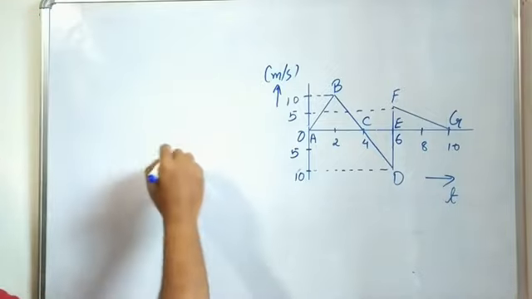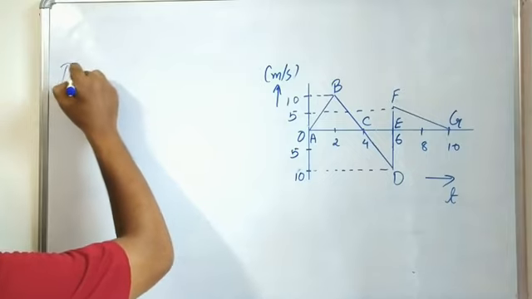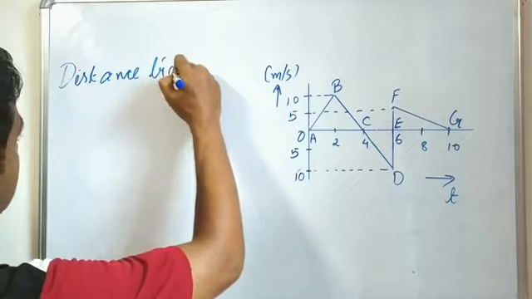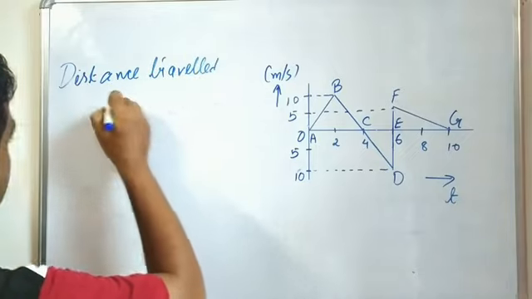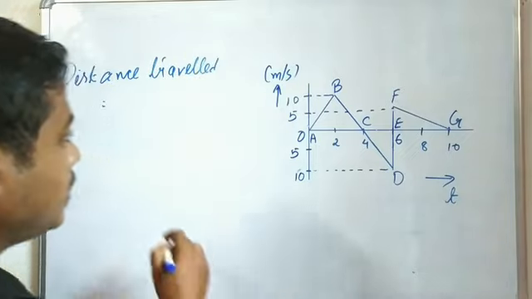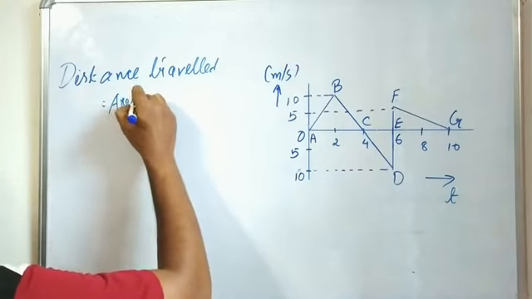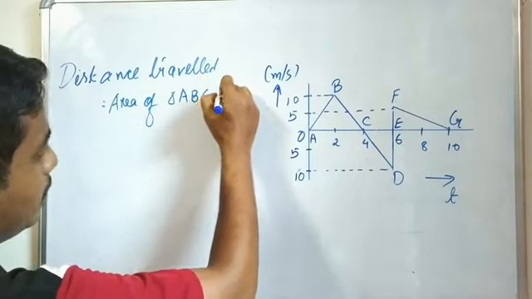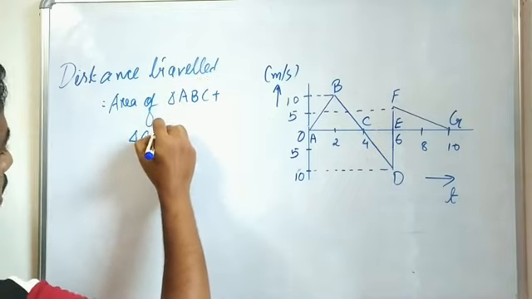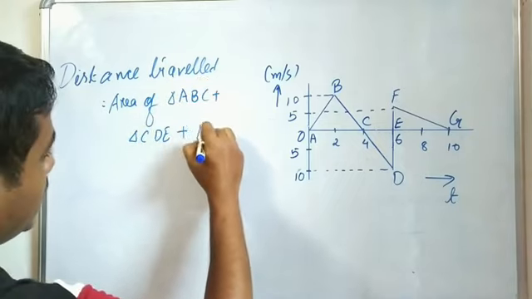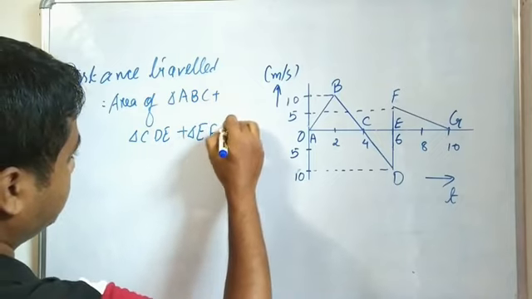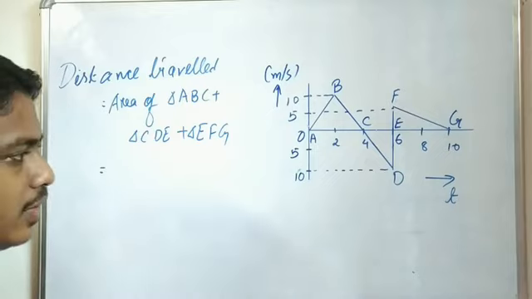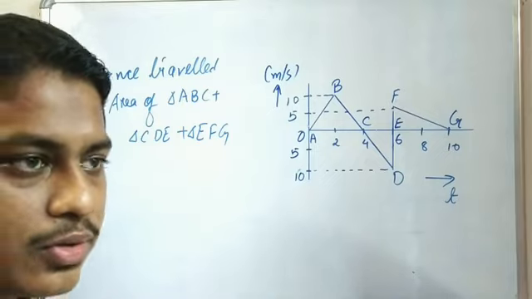Now distance traveled will be equal to the area under the curve. So area of triangle ABC plus area of triangle CDE plus area of triangle EFG. We have to find the area of all. We know the area of the triangle formula is half into base into height.